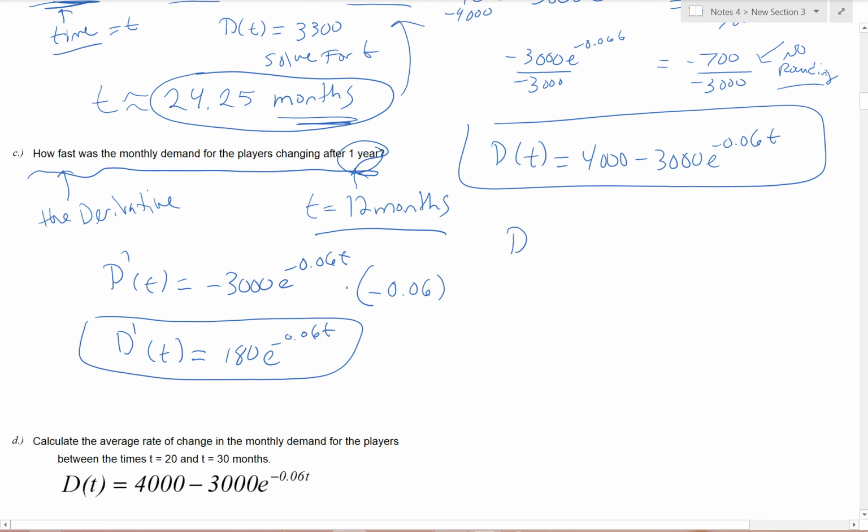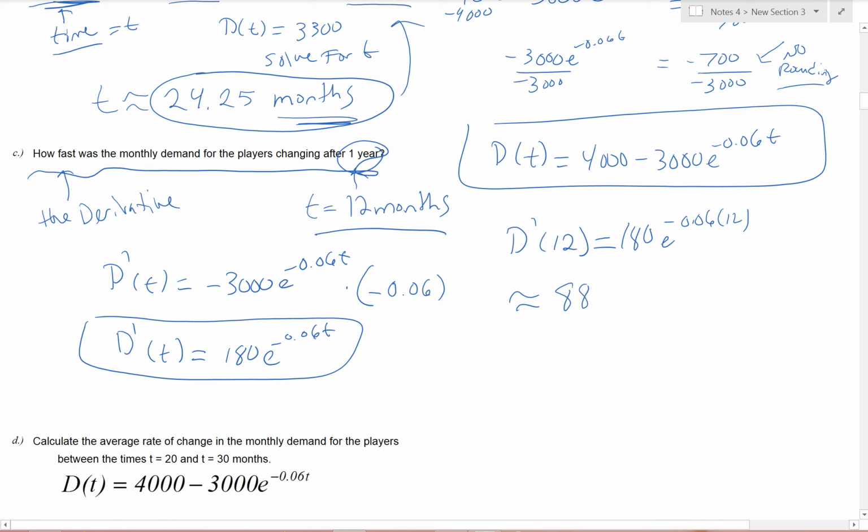And now we plug in our time. Remember, I'm plugging in 12, not 1, because 1 is a year. If I plugged 1 in, I'd only find the first month. I don't want the first month. I want 12 months later. I want a year. Alright, so I'm plugging that into the exponential derivative. And again, I'm going to round to the whole player. It comes out to 87.6, so I'm going to round to 88.